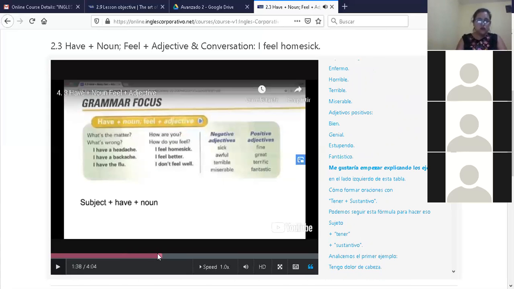I would like to start by explaining the example. All right, before we get into the grammar thing, what is the meaning of what's the matter? Does anybody know? What's the meaning of what's the matter? ¿Qué es lo que sucede o qué te pasa? ¿Qué sucede? ¿Qué pasa? What's wrong? ¿Qué sucede? ¿O algo está mal?